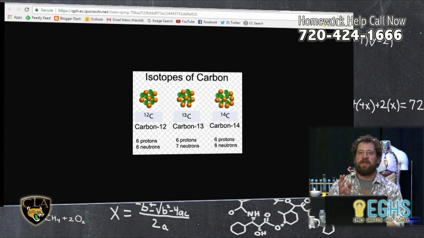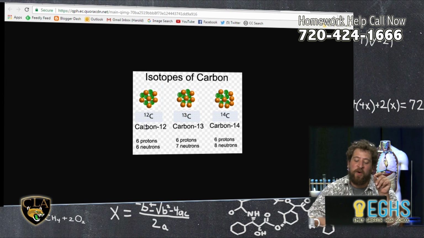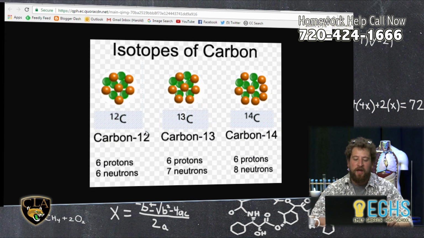I also wanted to make the point that it's not only large atoms that do this. Typically, smaller atoms are more stable. Carbon is a great example of a pretty stable element. Normal carbon is what we call carbon-12. You can see that right here on the left side of this image, and let me blow this up a little bit.